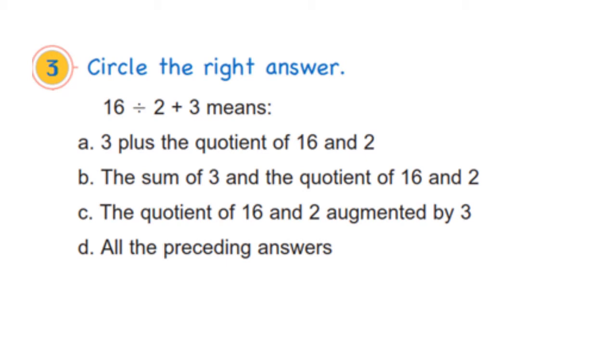Let us see the second one. The sum of 3 and the quotient of 16 and 2. The sum means I'm adding. I'm adding 3 with the quotient of 16 and 2. So it also works out. Now the quotient of 16 and 2 augmented by 3. What's the meaning of the word augmented? This is the second time we use this word. Augmented means plus. So the quotient of 16 and 2 is 16 divided by 2 plus 3. So we can say that all the preceding answers are correct.